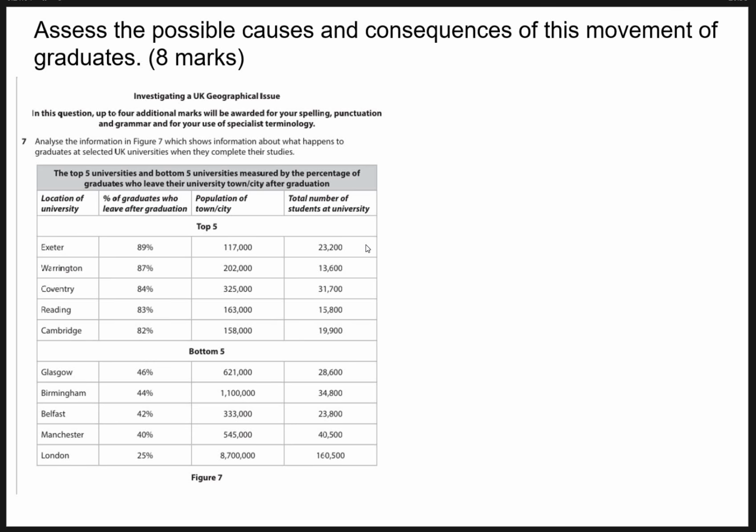So now, obviously, what does that mean? That means there must be more job opportunities. We can see it in the population. Obviously, the city is a lot bigger. Capital city is a lot bigger. So those are the main issues.